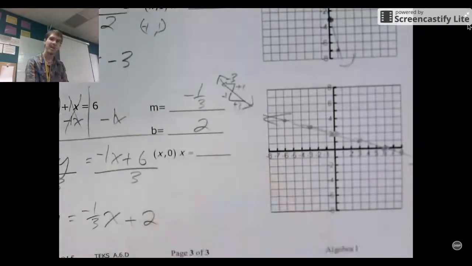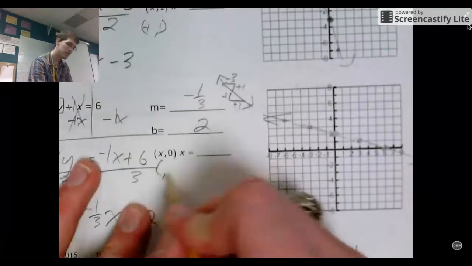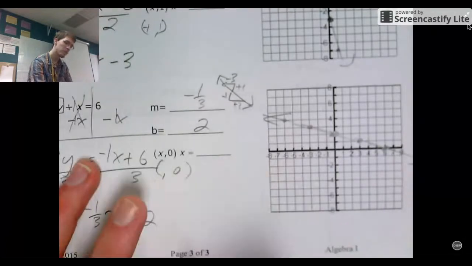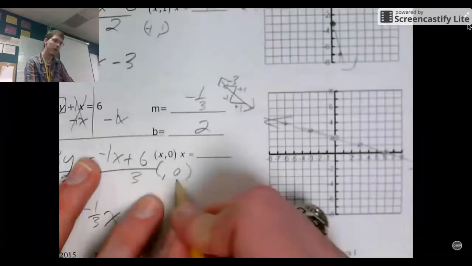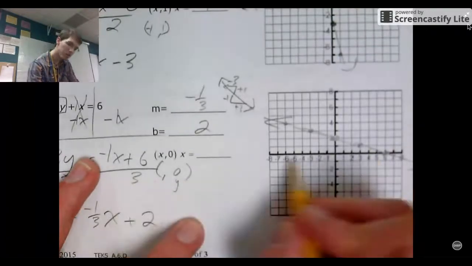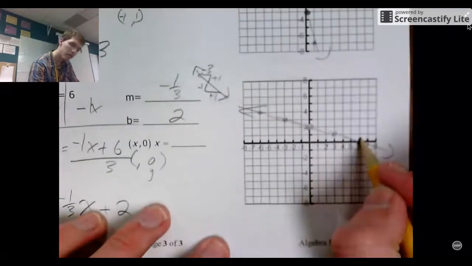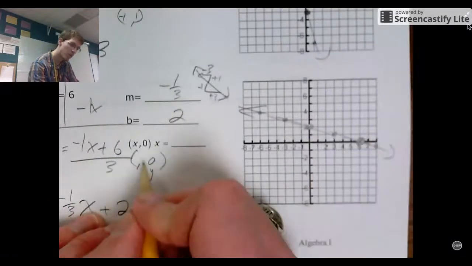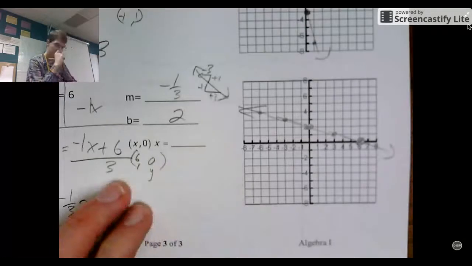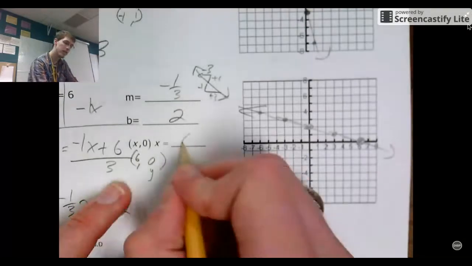All right, so the last thing we're looking for is the point (something, 0). So we want to know when y is 0, what's x? Well, that's on our x-axis, right? So where y is 0, that's up to this point right here. We have a point (6, 0) on our graph. So when y is 0, x is 6.